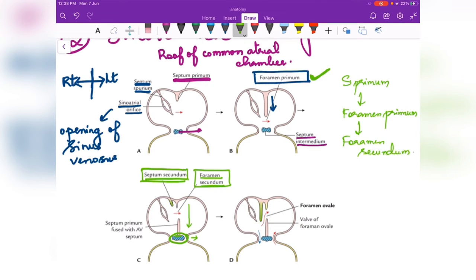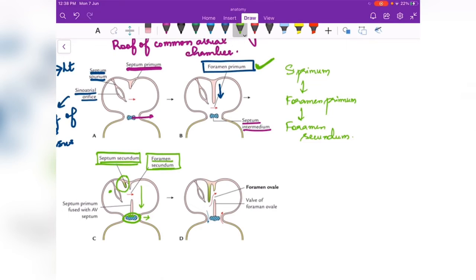Simultaneously, to the right side of the septum primum, there's a development of the septum secundum. In between the sinoatrial orifice and this, the septum secundum develops and continues to grow downwards so that it covers the foramen secundum. It forms a shield in front of the foramen secundum to form the foramen ovale.